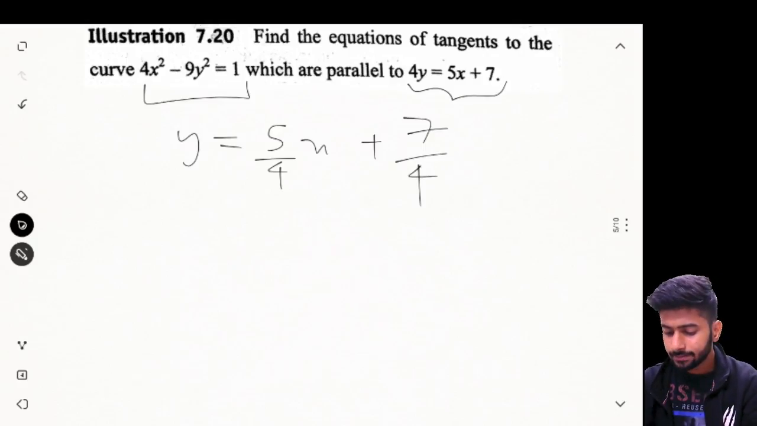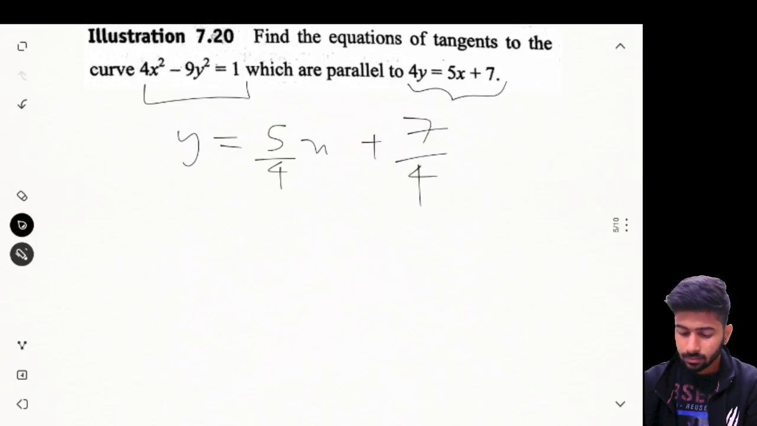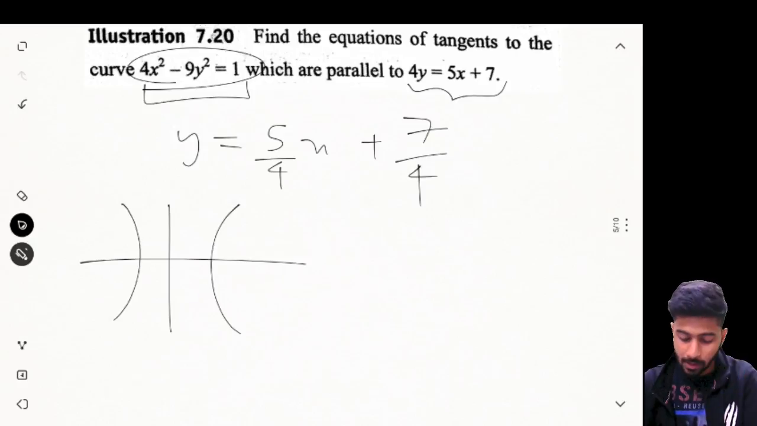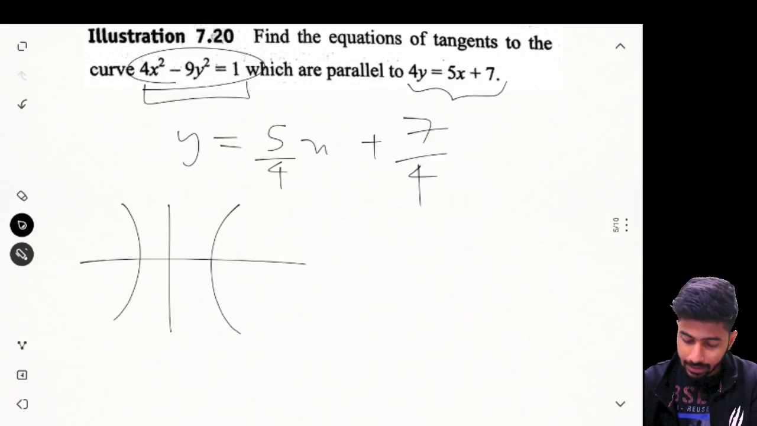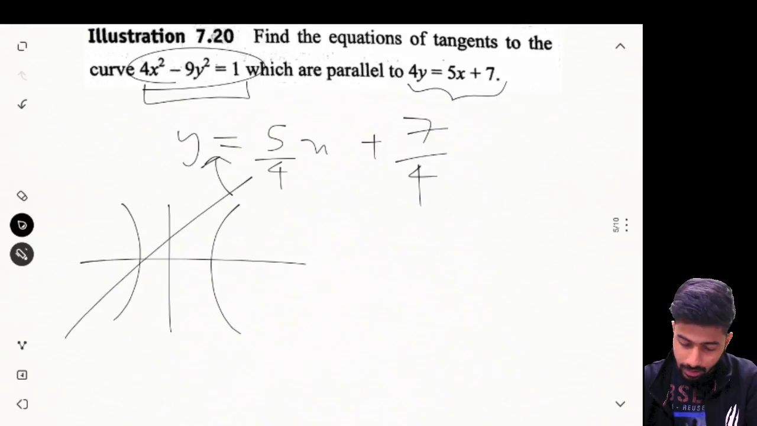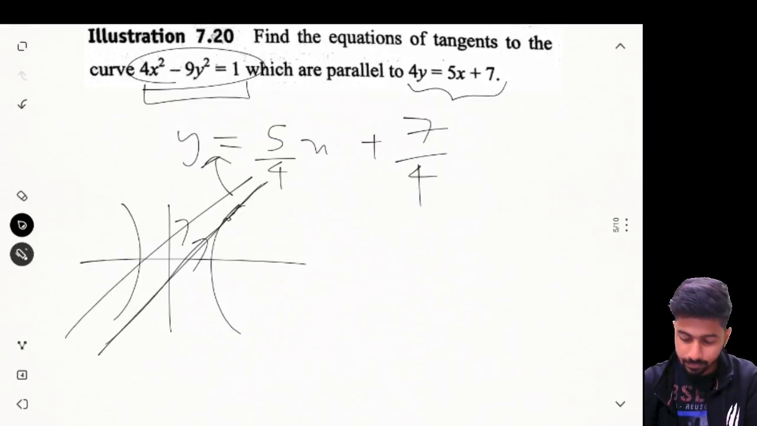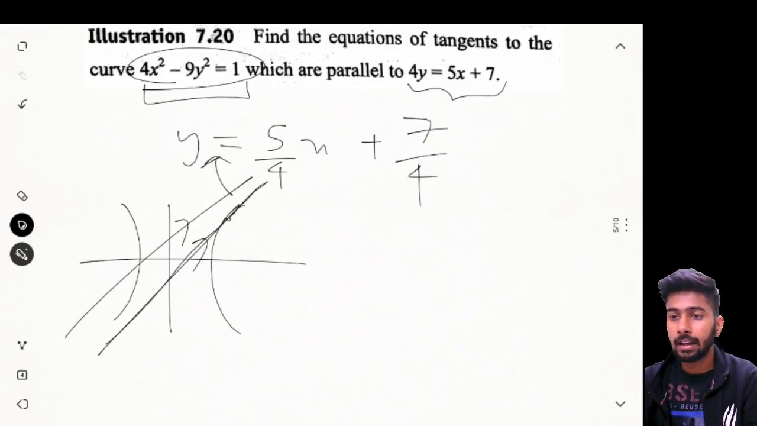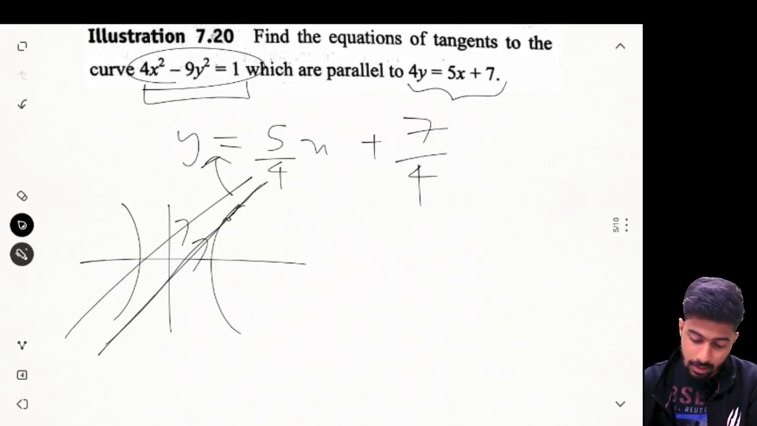What you want is, so there is a hyperbola 4x square. You have a hyperbola. You have a straight line which is this. So let this be a straight line. You want an equation to a straight line which is tangent to the hyperbola and also parallel to the straight line. So I would straight away tell you the best method to do this problem.